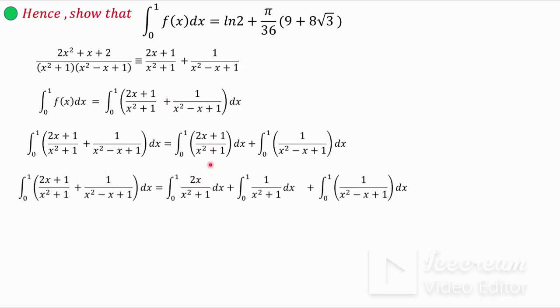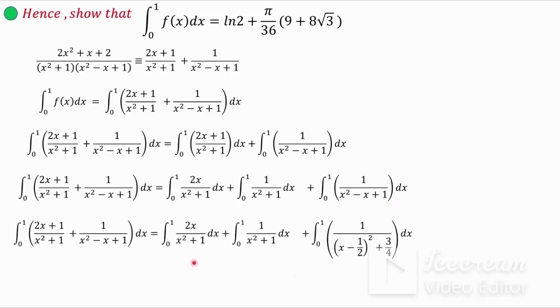So further simplifying this portion here, we are going to have the integral from 0 to 1 of (2x plus 1) divided by (x squared plus 1) plus 1 divided by (x squared minus x plus 1) dx to be equal to the integral from 0 to 1 of 2x divided by (x squared plus 1). So I can split this further. I will have the integral from 0 to 1 of 2x divided by (x squared plus 1) dx plus 1 divided by (x squared plus 1) dx. Then plus this other part, that is plus the integral from 0 to 1 of 1 divided by (x squared minus x plus 1) dx.